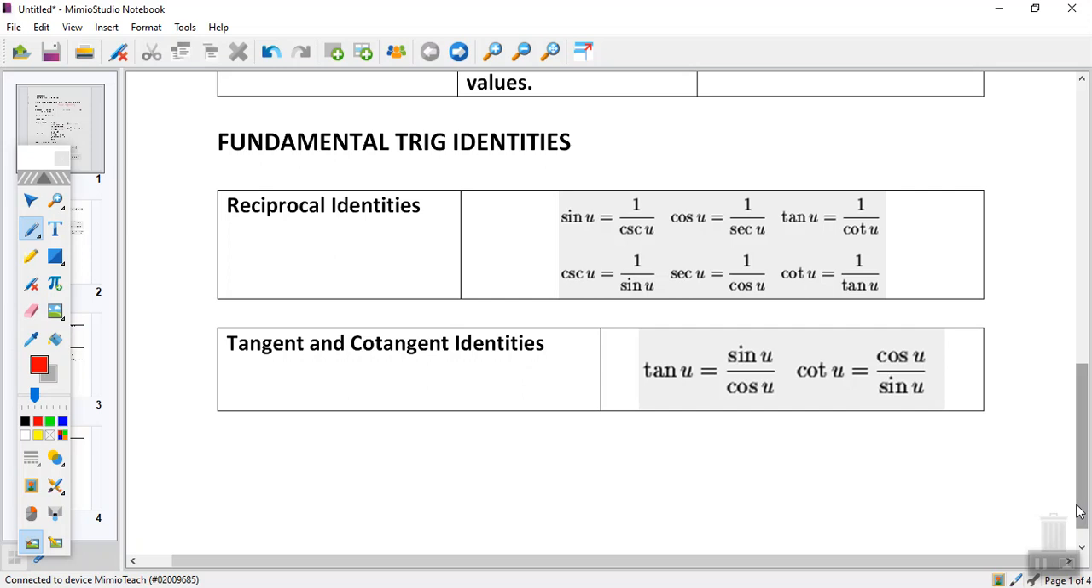Some tangent and cotangent identities. These are important, okay? Guys, if you ever see tangent, the tangent can be defined as what over what? Sine over cosine. And your cotangent can be defined as what? Cosine over sine. Okay? Now that first page of stuff, those are pretty basic and pretty easy.